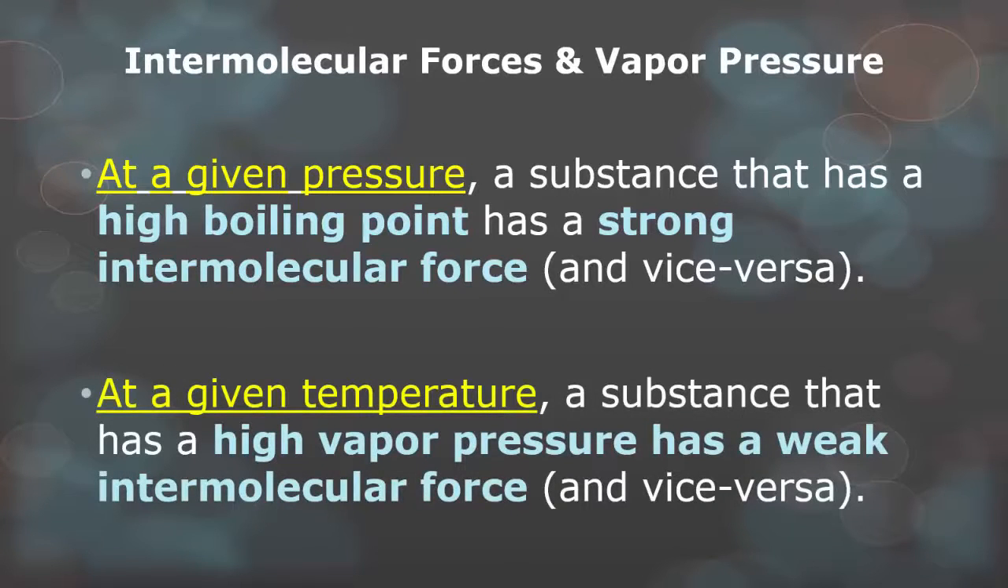At a given temperature, a substance that has a high vapor pressure also has a weak intermolecular force, and vice versa. So at a given temperature, anything with a low vapor pressure is going to have a very high intermolecular force. Just to make sure we're clear, the first bullet here represents the fact that you are holding your y-axis at one pressure point. On the bottom bullet, you are holding the temperature at one temperature, and you're comparing all four of those lines.